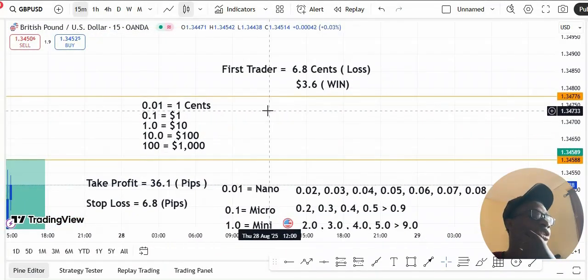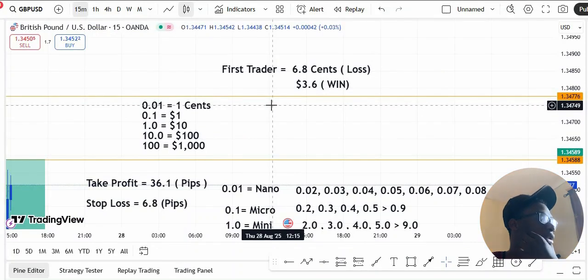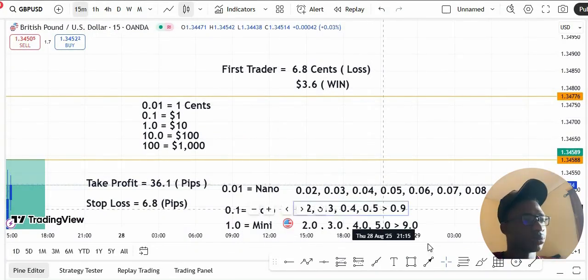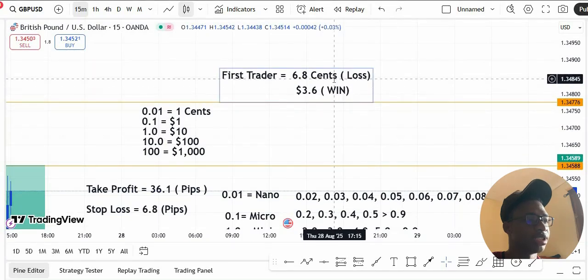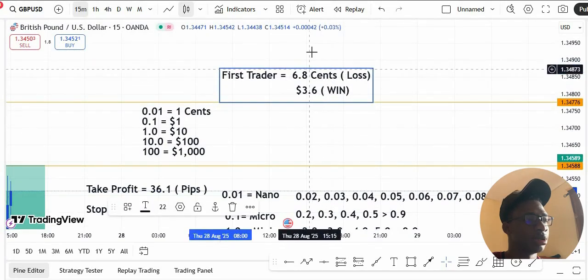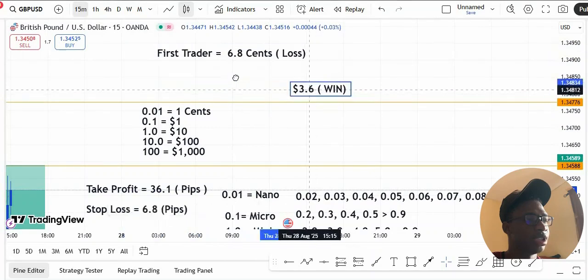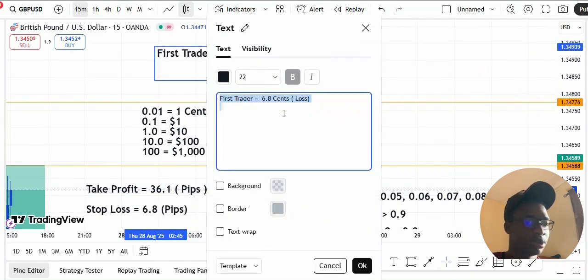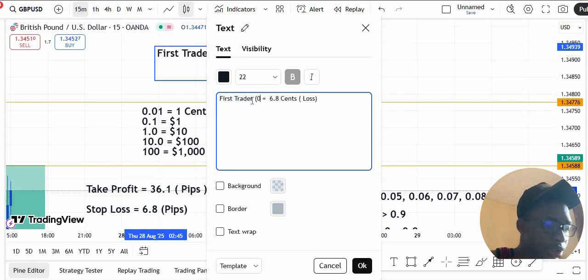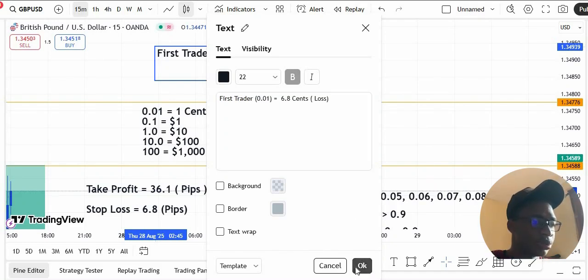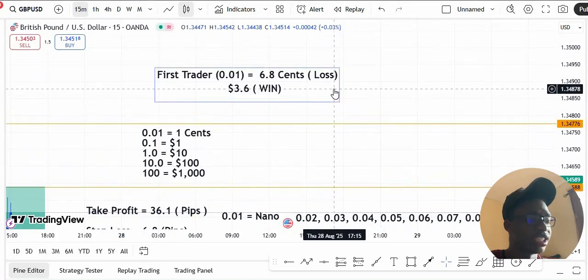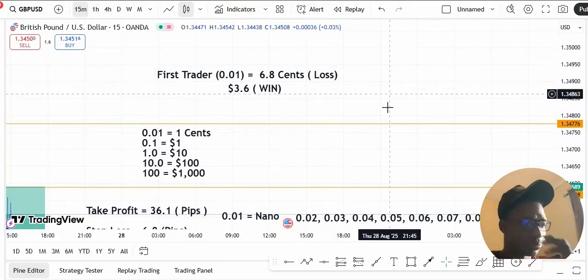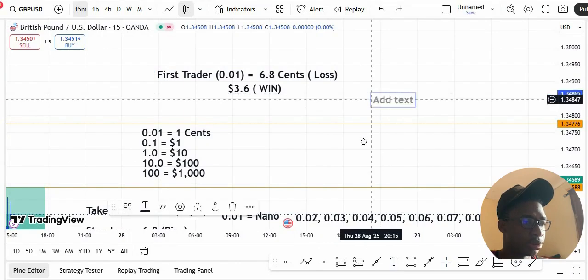Right, so that is the first trader with 0.01. This first trader is what I call the 0.01 trader. That's the first trader. Then the second trader was using 0.1.